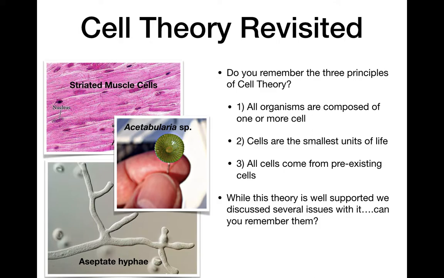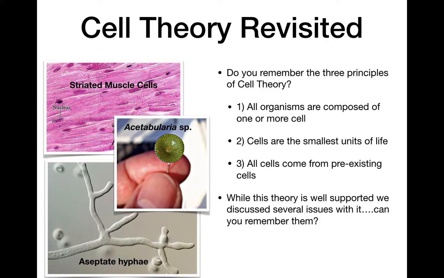So some of the issues we're talking about are the size of these examples. Both the aseptate hyphae of the fungi and the large algae, Acetabularia, have very, very large cell size compared to the norm, which makes it seem like, is it possible that cells are the smallest unit of life? And the second one that's a bit tricky is striated muscle cells, because they have multiple nuclei, which again seems like every cell has one nucleus, so this is an exception.